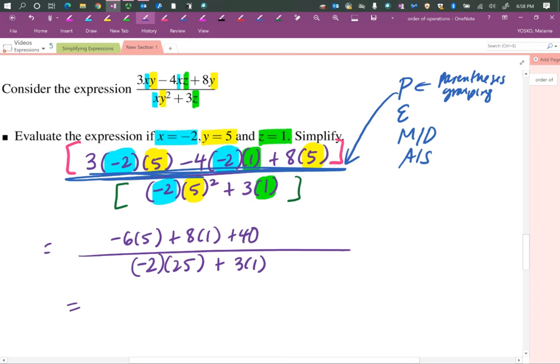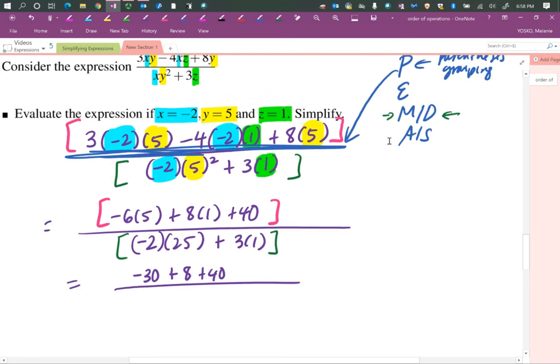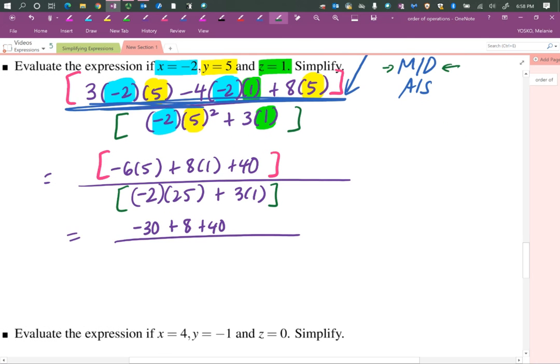Okay, now we're going to continue. If you look at your numerator, we're going to keep cleaning that up. Our numerator, we're still going to do multiplication or division. So numerator, we just have multiplication. So -6 times 5 is -30. 8 times 1 is 8 plus 40. Now we're again going to examine the denominator. So we're still at this step, multiplication or division, whichever comes first from left to right. So -2 times 25 is -50, and 3 times 1 is 3.